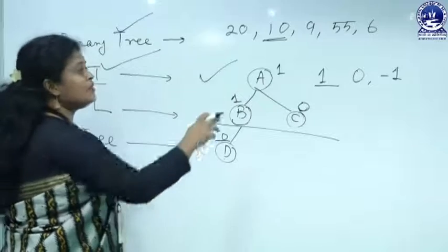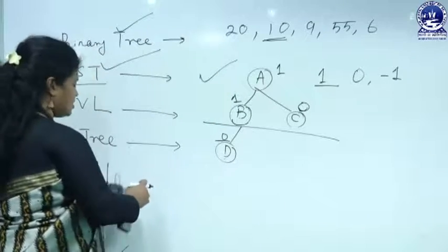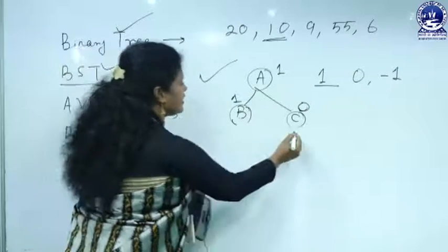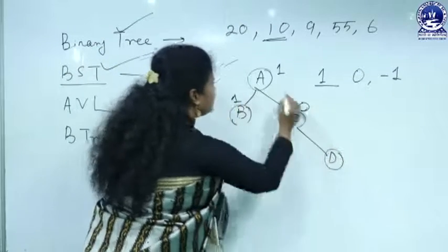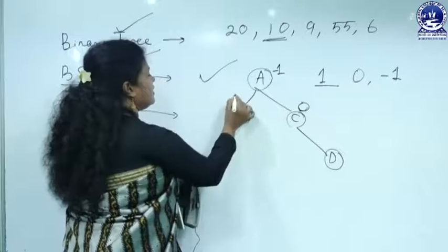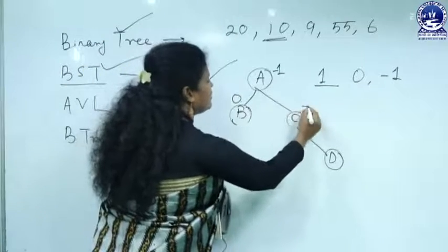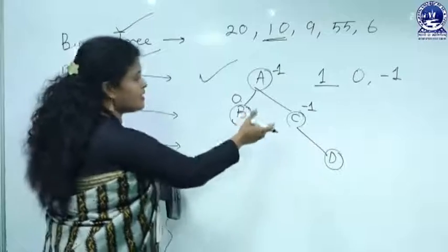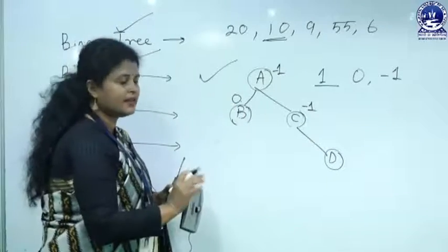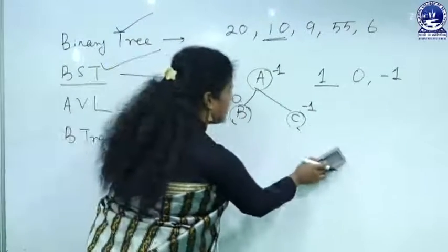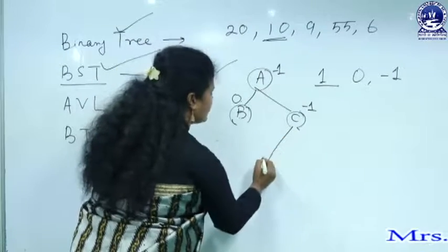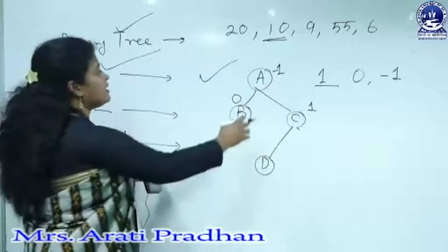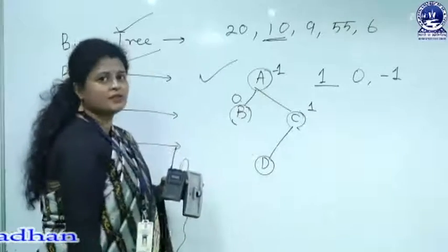Very simple. Then what about -1? Suppose I construct the tree slightly differently, then it will be -1, it will be 0, it will be -1. Very simple, because we are adding an extra node towards the right and it is also a proper AVL tree. Suppose I add D at this point, then the balancing factor of C is 1, but the balancing factor of A is -1. Very simple.